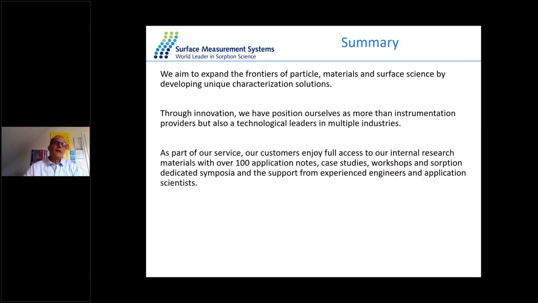So that's the summary. We aim to expand the frontiers of particles, material, and surfaces by developing unique methods and instruments. Our customers are in research and development, but also in quality control. And we position ourselves as a leader, as an innovator, presenting new methods and new capabilities for dynamic vapor sorption.